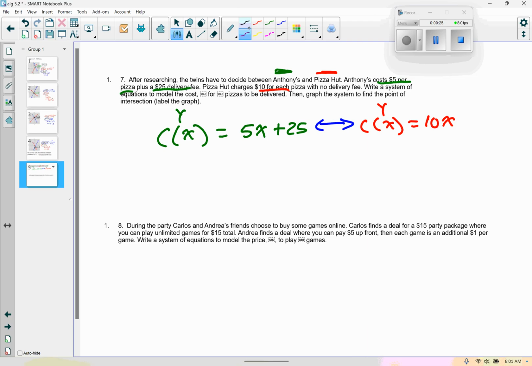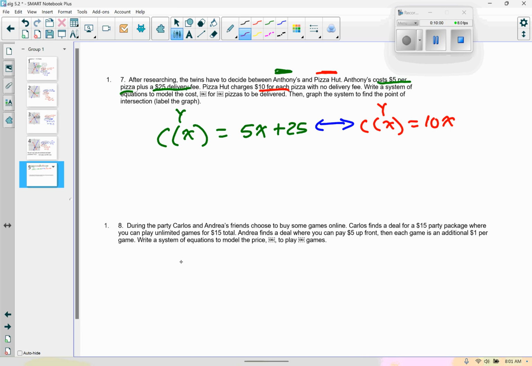For number 8, it says, during the party, Carlos and Andrea's friends choose to buy some games online. Carlos finds a deal for a $15 party package where you can play unlimited games for $15 total. Andrea finds a deal where you can pay $5 up front and each game costs $1 per game. So write a system of equations, and we're using P of g for x games.